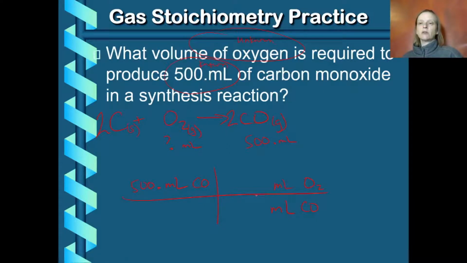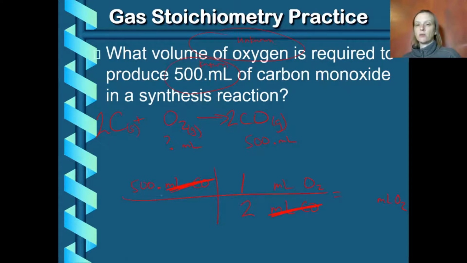Using the balanced equation to get this mole-mole ratio, which we're using as a volume-volume ratio as well, I get 2 mL of carbon monoxide for every 1 mL of oxygen. So, sorry, when I say get rid of, I mean I'm getting rid of milliliters of carbon monoxide. And my final units are milliliters of oxygen. And doing the math, 500 times 1 divided by 2 is 250.